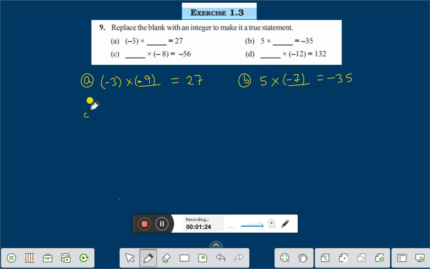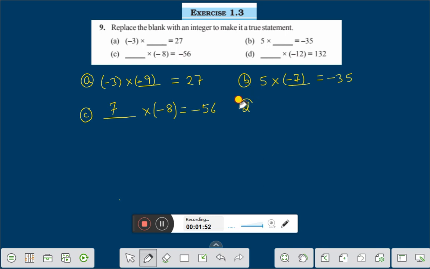Now question number C is: blank into minus 8 is equal to minus 56. Here the sign is minus, and minus is given, that means this sign will be plus. You know that 7 eights are 56, therefore the answer will be 7. 7 into 8 is 56, and plus into minus is minus.